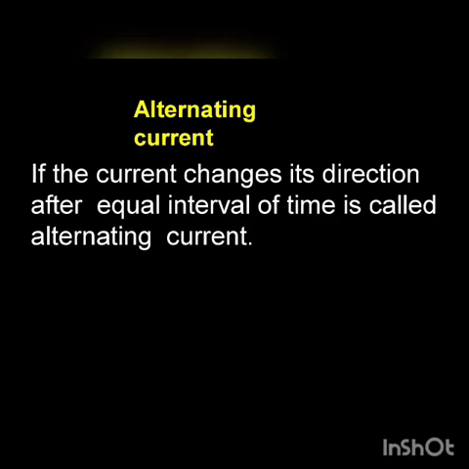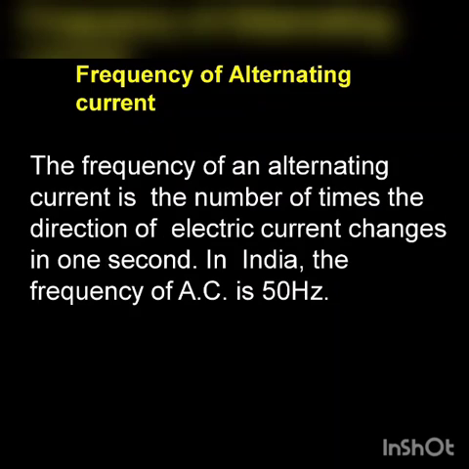Alternating current: if the current changes its direction after equal intervals of time, it is called alternating current. Frequency of alternating current: the frequency of alternating current is the number of times the direction of electric current changes in 1 second. In India, the frequency of AC is 50 Hz.